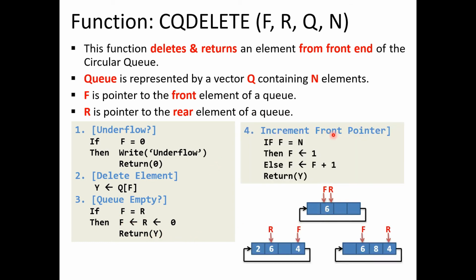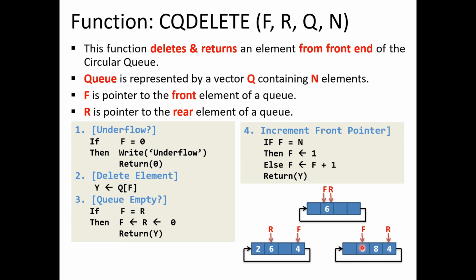Now increment the front pointer. If f is equal to n, then f is set to 1. See, here f is equal to n, f is located at this position where the q size is 4. So f is equal to n, this condition is true here. Then we have to set our f again to 1, else f is incremented by f plus 1.